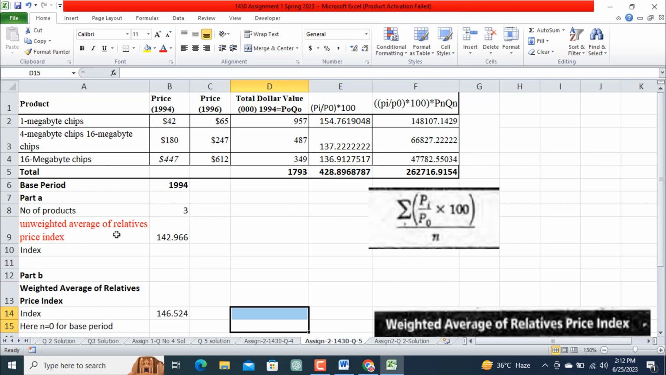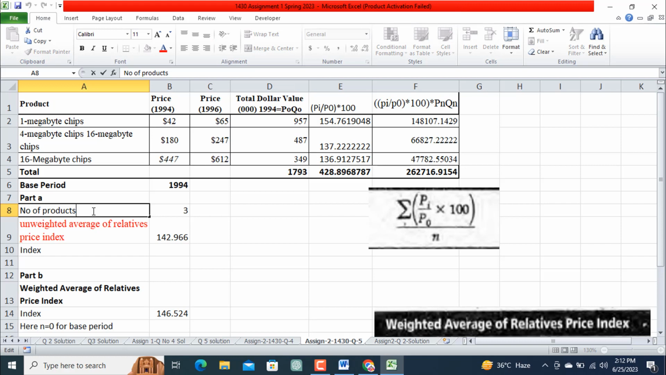The unweighted average of relative price index formula is here: Pn divided by P naught, into 100, divided by N. P naught means price in the base year and Pn is the corresponding price in the given year. N means number of products. So let's determine this Pn divided by P naught.